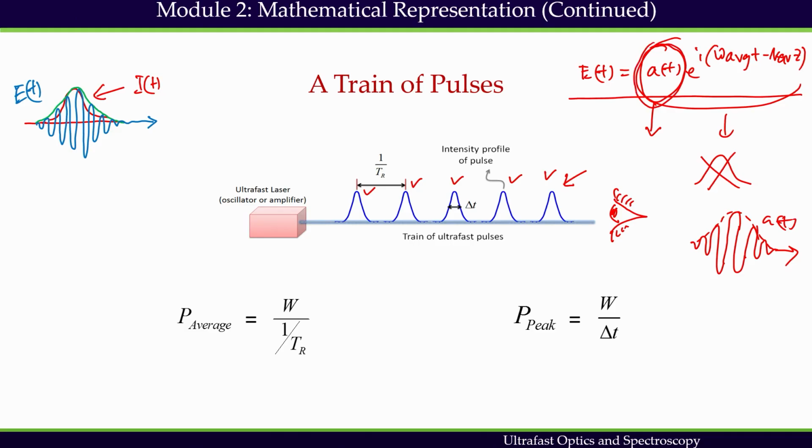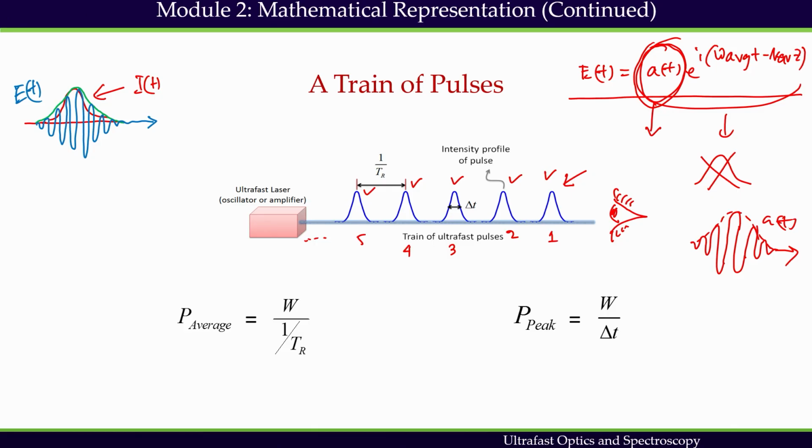Now, we note here that each pulse is represented by its intensity profile. This one, pulse 1, pulse 2, pulse 3, pulse 4, pulse 5 and so on. All these pulses are represented by their intensity profile, not by their carrier wave oscillation. This just simplifies the representation, that's all.